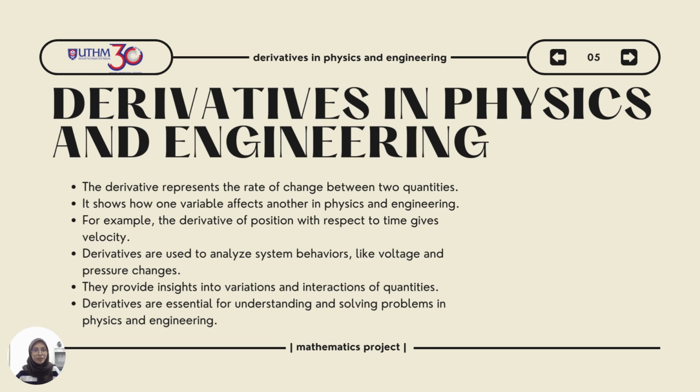Derivative in physics and engineering. The derivative represents the rate of change between two quantities. It shows how one variable affects another in physics and engineering. For example, the derivative of position with respect to time gives velocity.